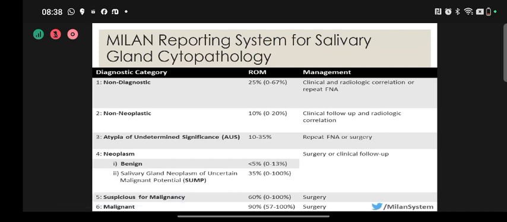The risk of malignancy is around 25%. Then second is non-neoplastic. The risk of malignancy is around 10%. Atypia of undetermined significance has a 10 to 35% risk of malignancy. And fourth is neoplasm, which may be benign, or salivary gland neoplasm of uncertain malignant potential. If it's benign, it's less than 5% risk of malignancy. If it's salivary gland neoplasm of uncertain malignant potential, then it is around 35% risk of malignancy. Then suspicious for malignancy is 60%. And in case of frank malignancy, the risk of malignancy is obviously around 90%.